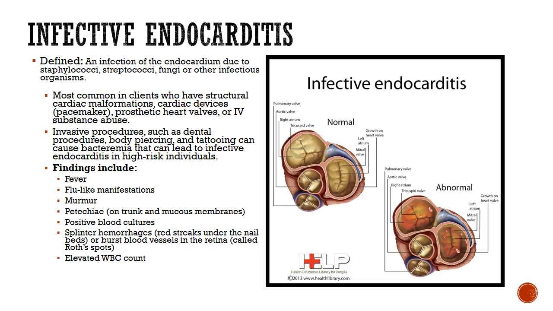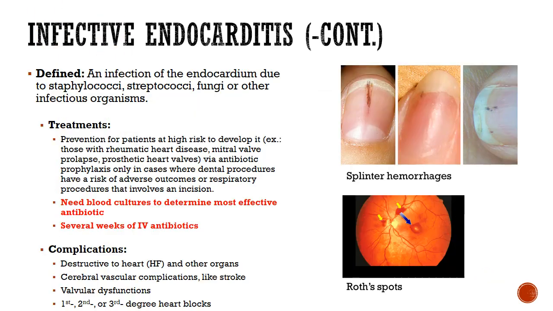So findings: fever, flu-like manifestations, murmurs, petechia, positive blood cultures, the splinter hemorrhaging, which is basically the red streaks on the nails, or burst blood vessels in the retinas, which are called Roth spots. And obviously if this is an infection, they're going to have an elevated white blood cell count.